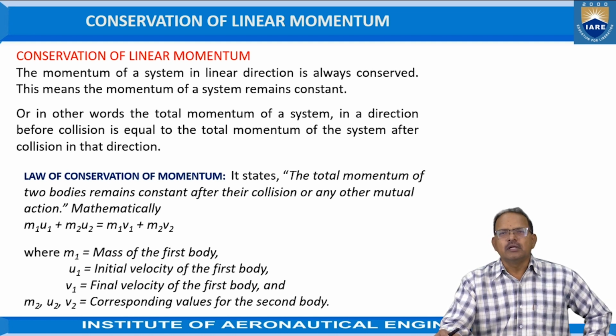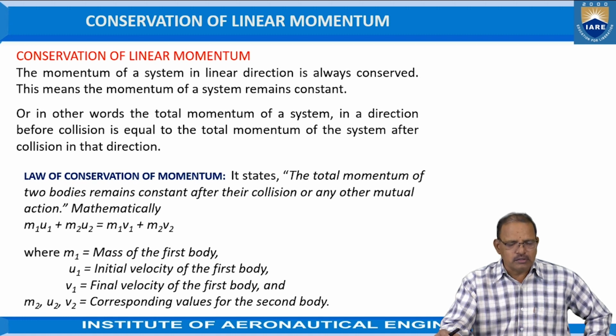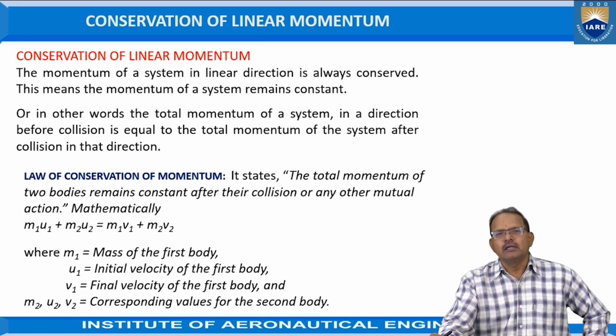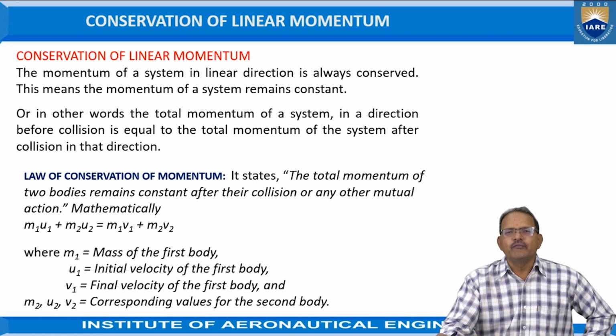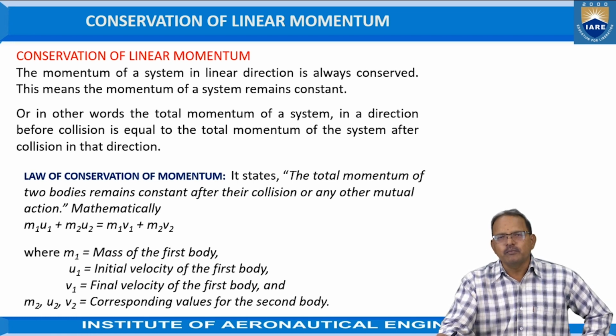In other words, the total momentum of the system in a direction before collision is equal to the total momentum of the system after the collision. Here the word impact is nothing but collision taking place. The momentum possessed by the body before the collision is equal to the momentum possessed by the body after the collision. Hence, the initial momentum is equal to the final momentum, and the momentum is not changed in a linear direction. So, this law is known as conservation of momentum.